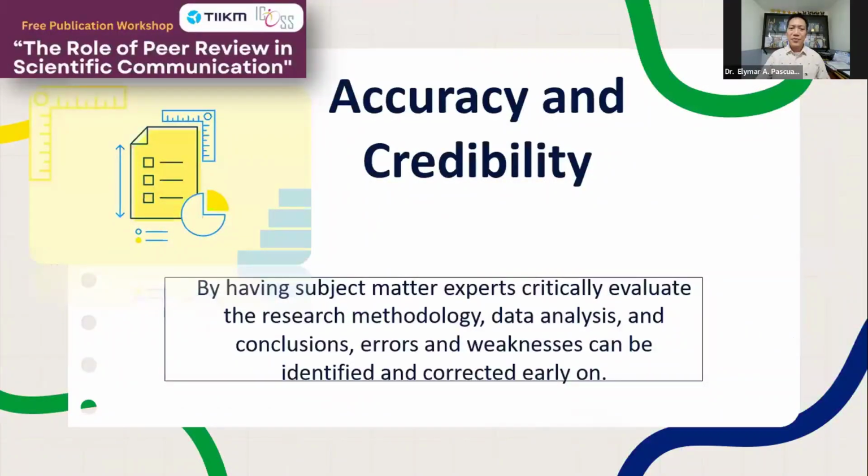So how important is the peer review? The first one that we have is ensuring accuracy and credibility of findings. Peer review serves as a quality control mechanism that ensures the accuracy and credibility of research findings before they are shared with the scientific community and the public. By having research subject matter experts critically evaluate the research methodology, data analysis, and conclusions, errors and weaknesses can be identified and corrected early on. This vetting process gives credibility to the final published work, as it has undergone rigorous scrutiny and refinement, building trust among researchers, institutions, and policymakers who rely on reliable scientific evidence.